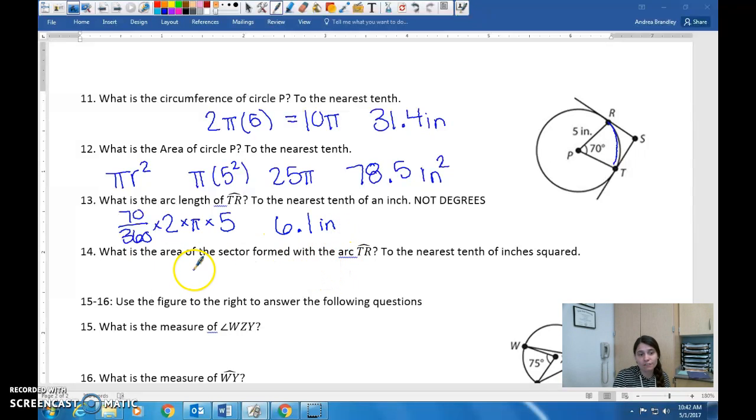And then 14 is asking for the area, so I'm still taking whatever fraction of the circle I have, which is 70 over 360, but now I'm multiplying that by the area, which is pi r squared. So I'm going to multiply it by pi, and then by the radius squared. So when I enter this into my calculator, times pi times 25, I have about 15.3, and then this is area this time, so this is square inches.